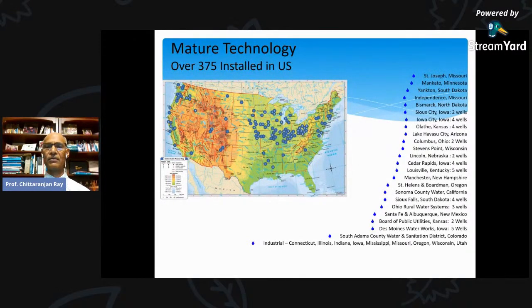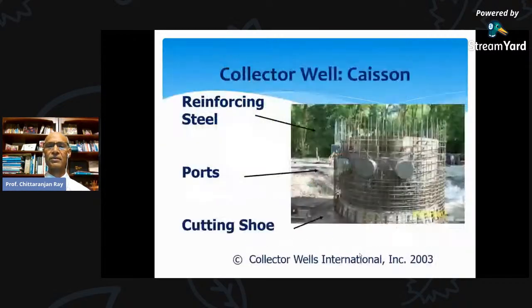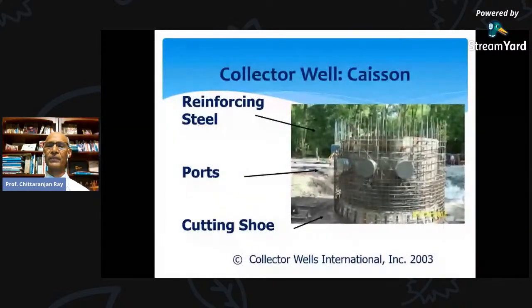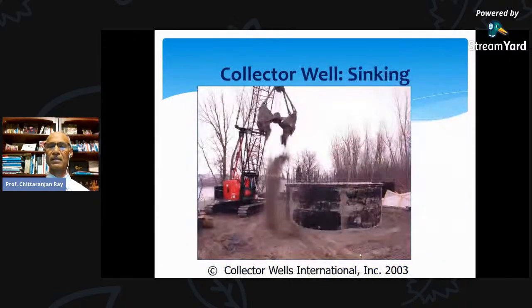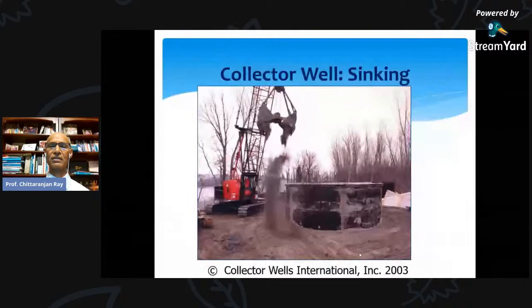How are these wells built? As I said, they are 4 to 5 or 6 meters in diameter. At the bottom, they create a circular well with RCC, with ports through which the screens have to be pushed out into the aquifer. At the bottom there is a sharp cutting shoe, and they start this on a flat surface. The next step is pouring concrete around that block. Once the concrete is cast, they use this clamshell to remove the soil from inside and push the well down slowly, gradually, step by step.